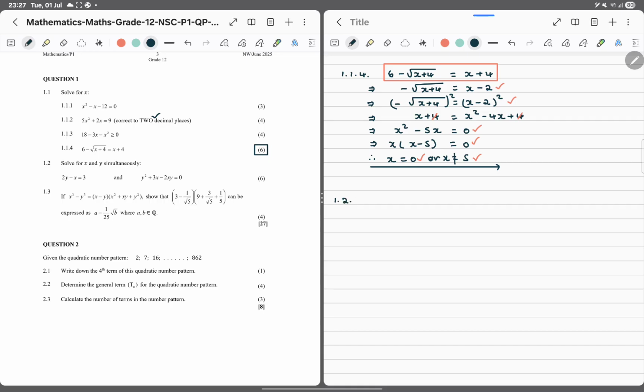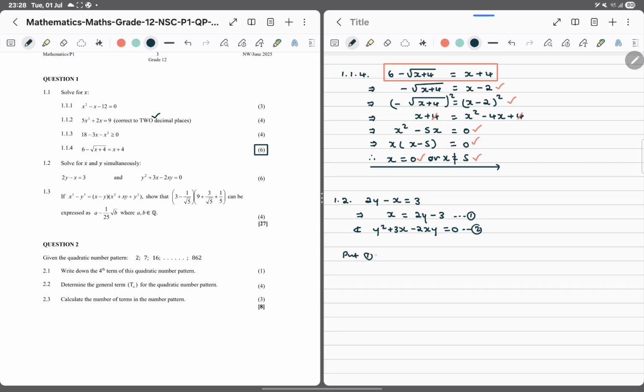1.2 says solve x and y simultaneously. Easy stuff. So we've got 2y minus x equals 3. So this implies that x, we can isolate x, is going to be 2y minus 3. We make this equation 1 together with the other one as it is: y squared plus 3x minus 2xy equal to 0. We can make this one equation 2, then we do the substitution method.